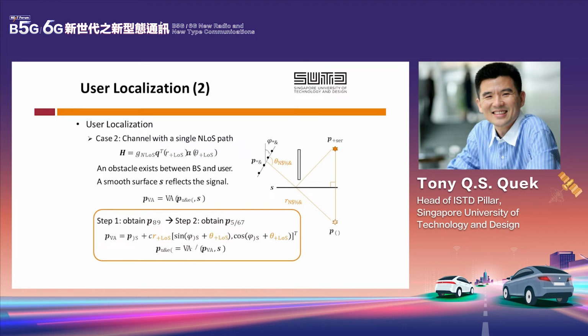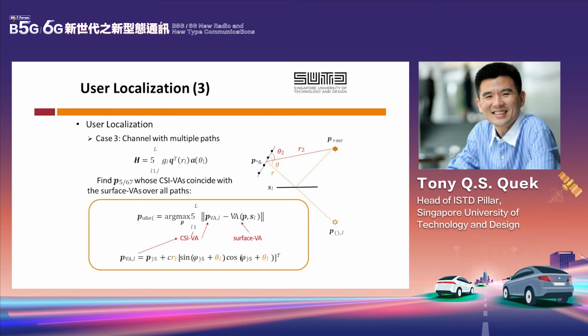And I can first find out where my virtual anchor is, because that is my line of sight. So we can use what we have seen in case one. I can find the position. Since I know the position of the virtual anchor, from there I can subsequently infer where my user is, because this is a direct image of my user. So that's a very simple case verification.